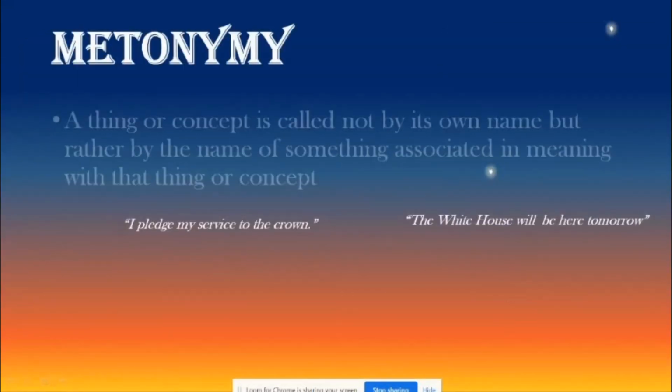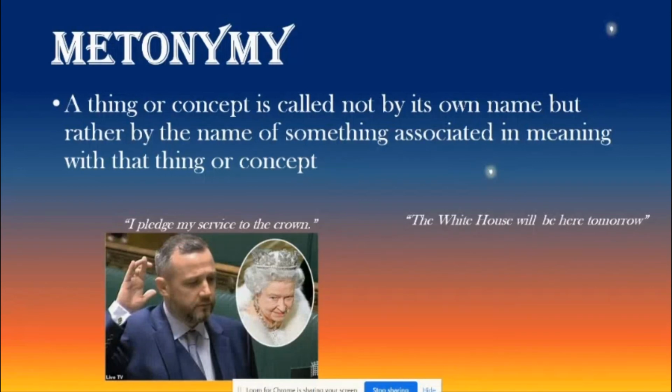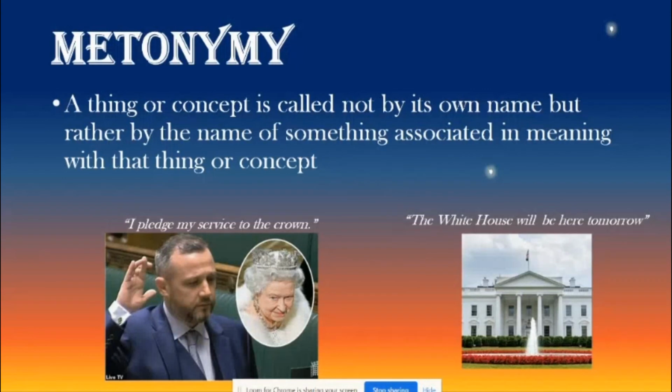Next, we have metonymy, which is a thing or concept is called not by its own name, but rather by the name of something associated in meaning with that thing or concept. For example, I pledge my service to the crown, meaning you're dedicating your loyalty to the queen or to the royal family. And next, the White House will be here tomorrow. It doesn't mean that the White House itself will be moved to that location. It means that either the president or a representative of the American government will be coming there.